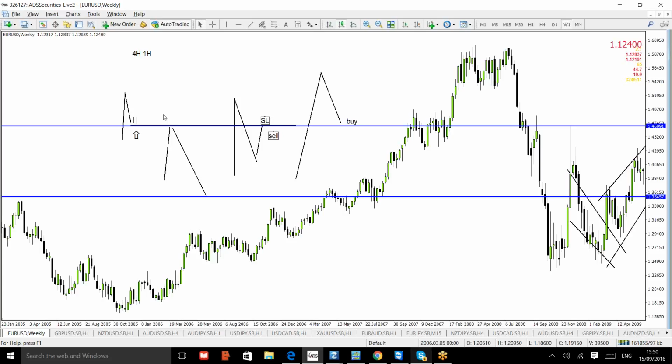I expect Euro US dollar to test 1.1160. I'm expecting this. I'm going to show you later how to read the price momentum during the course of the day, so you can predict the next day. It's pretty easy for you guys. So next session, it's pretty easy.